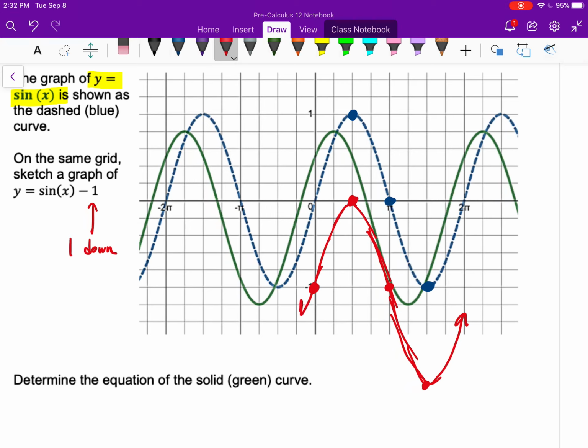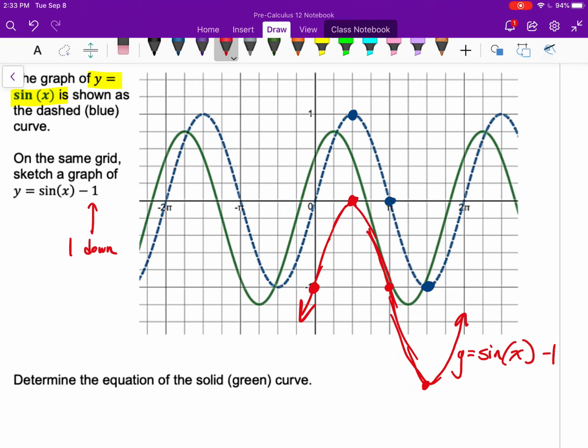And I'll put little arrows on this, and so on. Okay, so what I've sketched in red is the graph of sine x, all take away 1. All right, so the last question is to look at the graph in green, and let's figure out the equation of the graph in green.